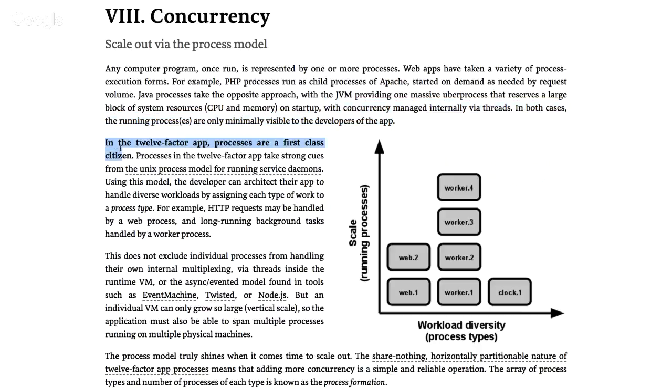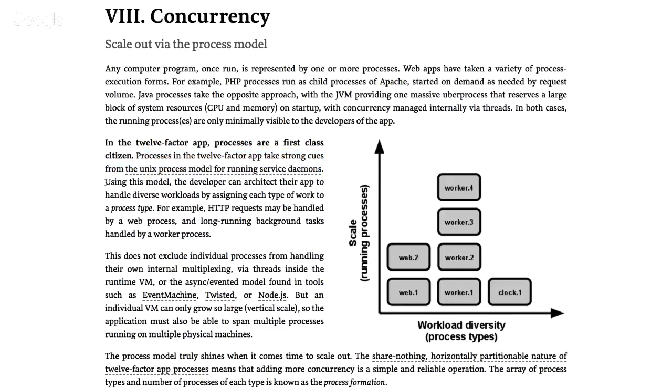In the 12-factor app, processes are first-class citizens. We'll know what that means in the next few paragraphs. Processes in the 12-factor app take strong cues from the Unix process model for running service daemons. So processes in a 12-factor app are modeled after the Unix process model.